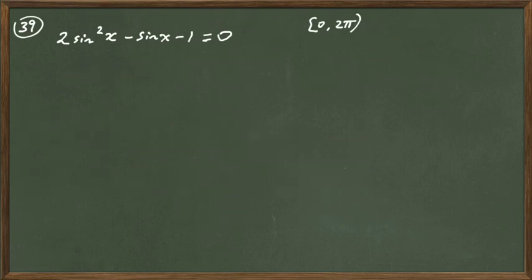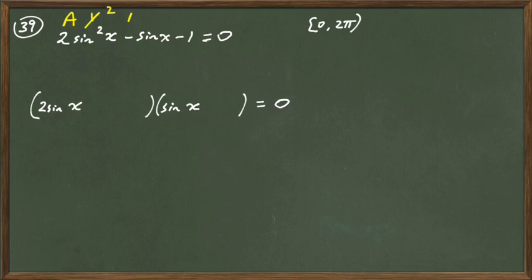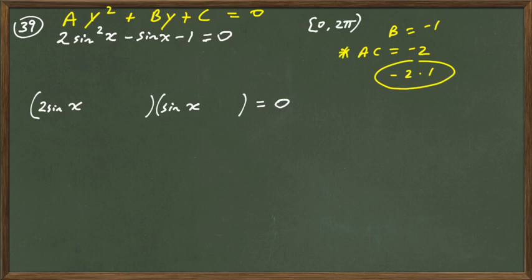Okay, I guarantee you'll get ones that are trinomials like this one. To get 2 sine squared, you might have to do 2 sine of x times the sine of x, which gives you 2 sine squared. Remember, it's a y squared plus by plus c. I don't want to use x because there's already x's there. But anyway, what's a times c? -2. What's b? -1. Do these multiply to -2 and add to -1?